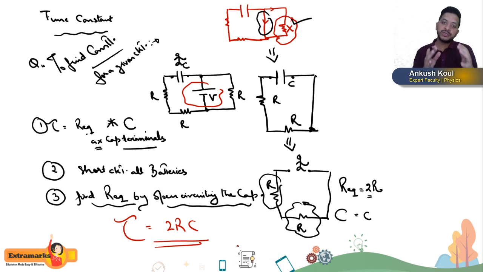Clear? I repeat, short circuit the battery, open circuit the capacitor, sit on the capacitor and find R equivalent. R equivalent multiplied by the value of the capacitor will give you the time constant. What time constant means has different significances in different chapters. You will find this term in oscillations, in AC, alternating current, in inductive circuits, and in transient analysis of capacitors. In the next lecture we will deal with the transient analysis, and there we will understand in complete detail what time constant actually means.